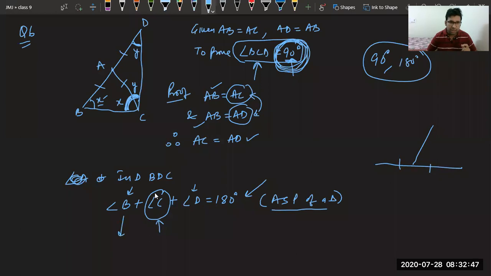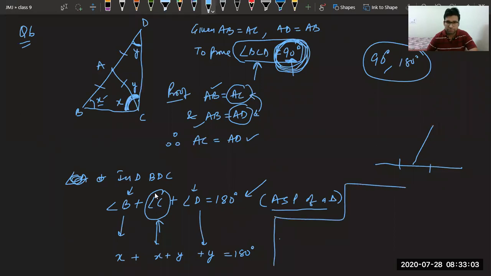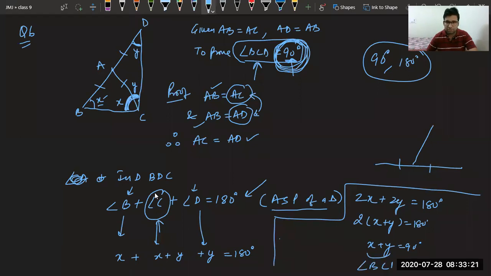Now put the values. Angle B is X, angle C is X plus Y, and angle D is Y only, equal to 180 degrees. And now when you solve it, what will you get? Twice X plus twice Y equal to 180 degrees. Taking 2 common, X plus Y equal to 90 degrees. And we all know X plus Y is actually angle BCD only. I hope you're getting this.